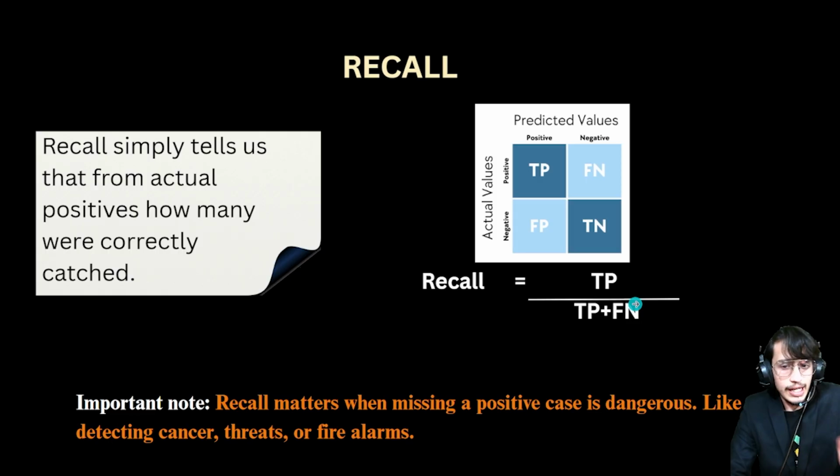Now, recall matters when positive cases are dangerous, like the case of a fire alarm or cancer. Here, if we give a false alarm that the person has cancer, he will have some other test, and it will be okay. It was a false alarm, but where is the problem? The problem is if a person has cancer and the model says that he doesn't have cancer. So in these types of cases we will look at recall.